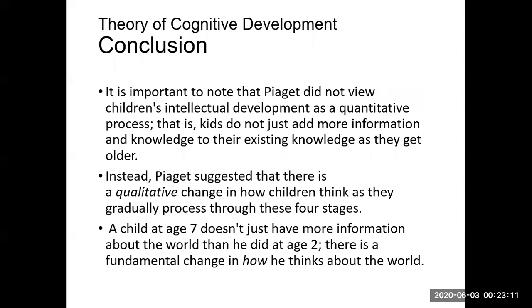And in conclusion of the theory, Piaget did not view children's intellectual development as a quantitative process. Okay, he never thought that it was a quantitative process; rather he thought that it is a qualitative change in behavior that gradually happens in 4 stages, from the age of 2 to 15 or 18.